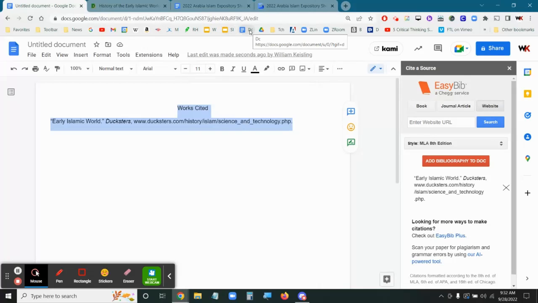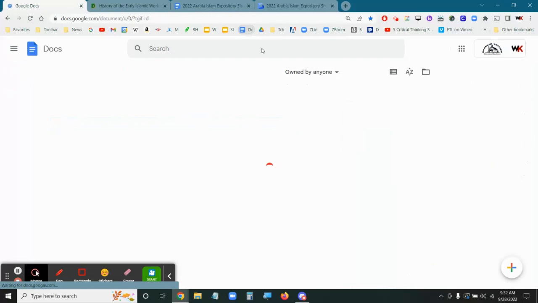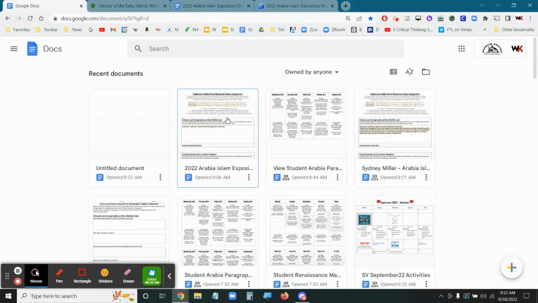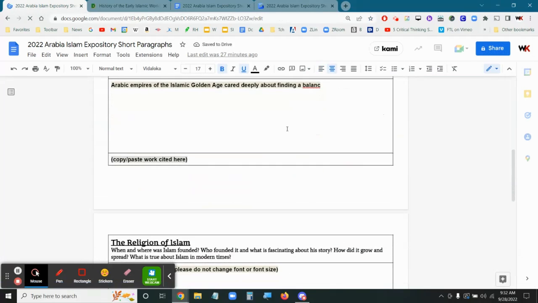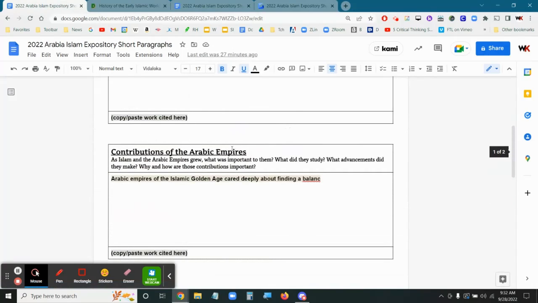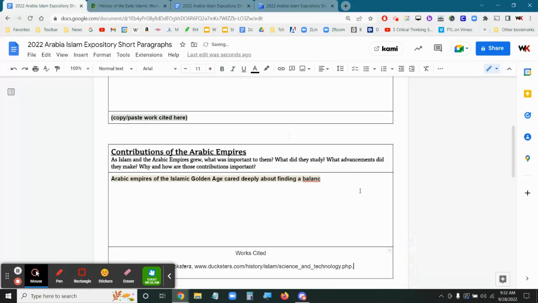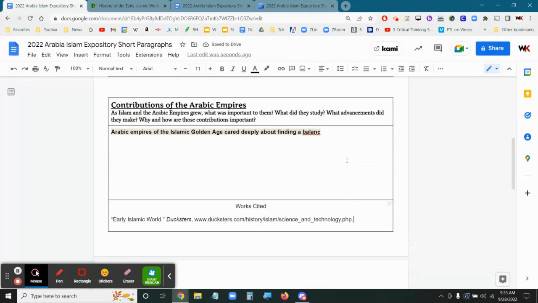And then I'm going to go over to my final document here, the Arabian Islam expository paragraphs. I'm going to go down to the one that I'm writing on, which is Contributions of the Arabic Empires. Remember, I already started my paragraph here, and I included some interesting information I found on Ducksters. And then I'm going to copy paste that right here, Control V, as in Victor. And then I have my works cited right there. And that's how that should look when you're done.